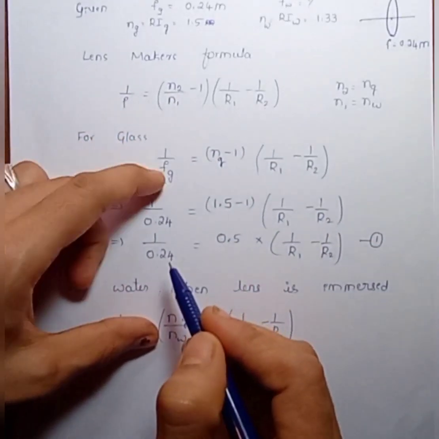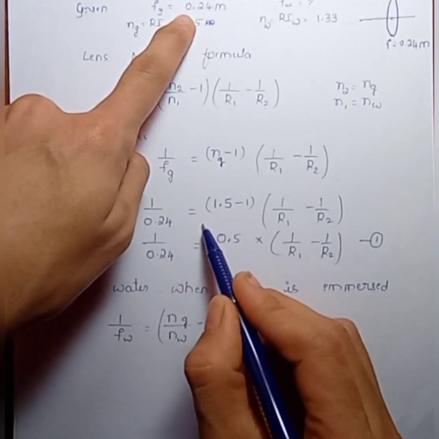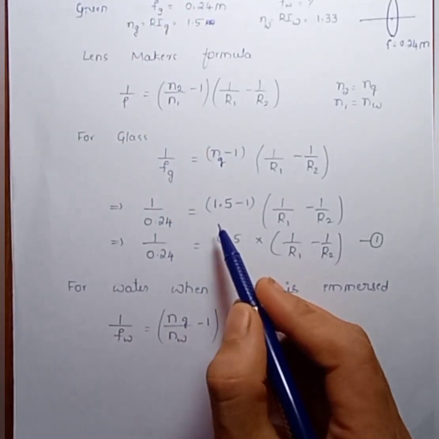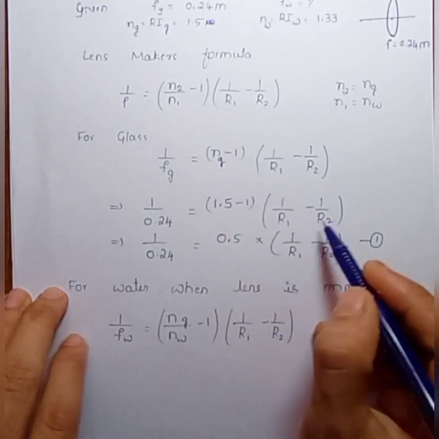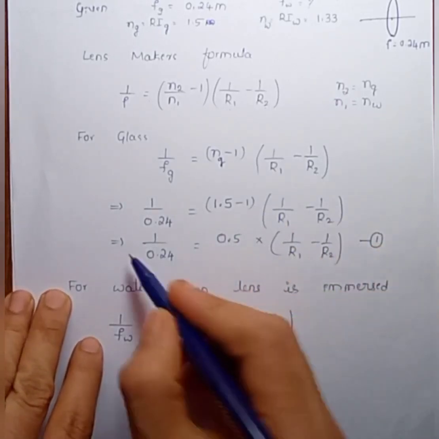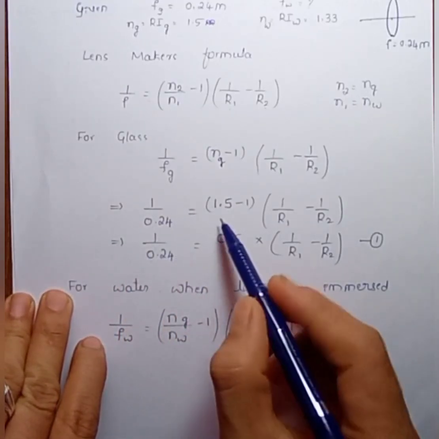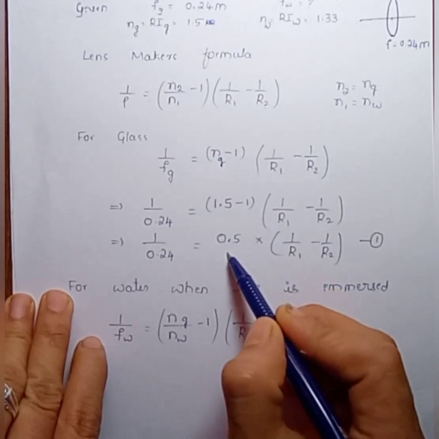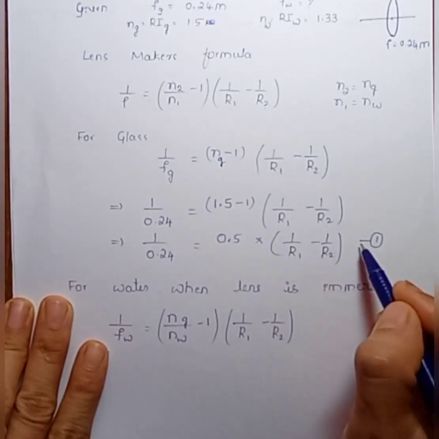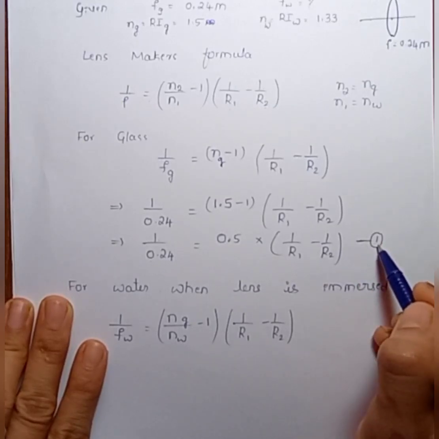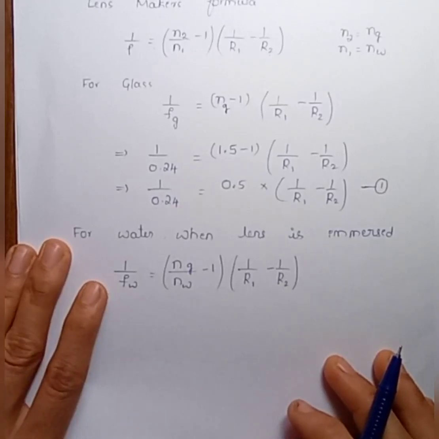Then 1 by fg. Fg, they already gave, that one is 0.24, which is equal to 1.5 minus 1 into 1 by r1 minus 1 by r2. Now which is equal to 1 divided by 0.24 is equal to 1.5 minus 1, it is 0.5 into 1 by r1 minus 1 by r2. Let us take this as equation 1.